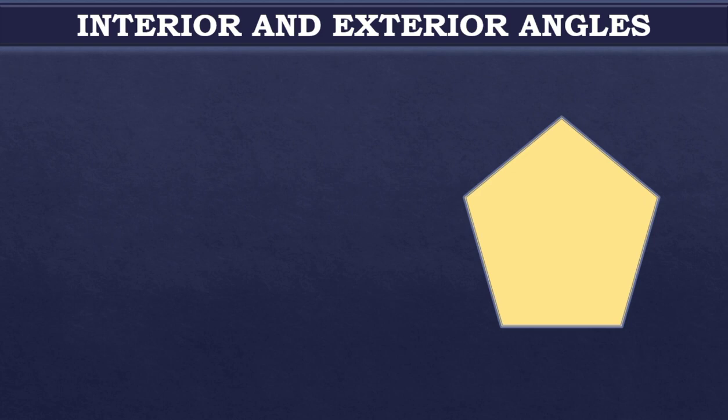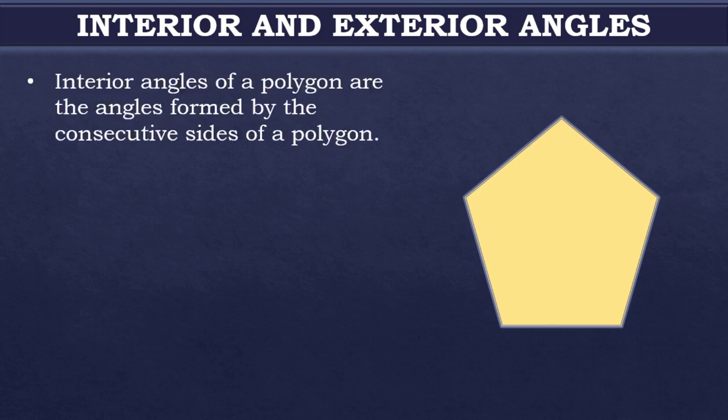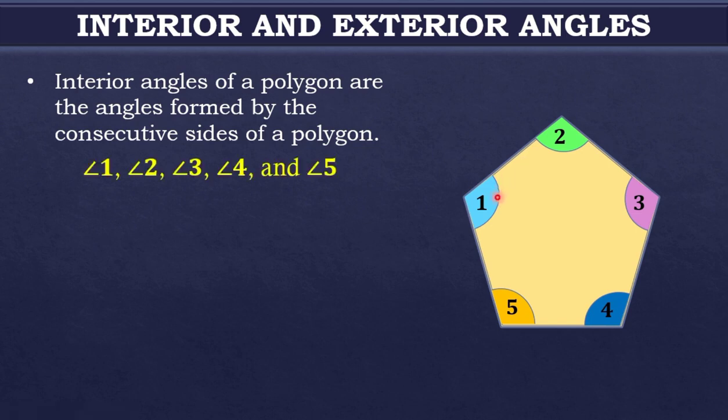So what do we mean by interior and exterior angles? Okay, so I have here a figure. When we say interior angles, these are the angles formed by the consecutive sides of a polygon. So halimbawa po, ito po yun. Okay, so we have here angle 1, angle 2, angles 3, 4, and 5. So, pag sinabi nating interior, makikita po natin yan sa loob ng polygon natin. So, lahat po ng angles na makikita po natin inside our polygon are called the interior angles of a polygon.